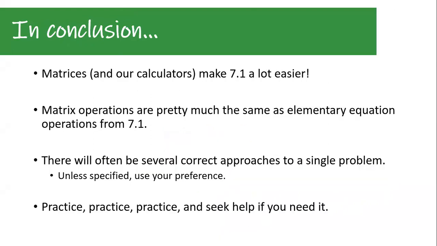So in conclusion, matrices in our calculators make 7.1 a lot easier. We can do pretty much anything that we could do in 7.1 with a matrix, except our calculator will do it for us, but all the same rules typically apply and they can be used interchangeably. Something also to note is that when you're working with matrices and systems, there are often several correct approaches to a single problem. If you're doing these by hand, sometimes there's several correct ways to go in the order of your operations that you're going to do. So unless the problem specifies, you may use your own preference for how to solve.